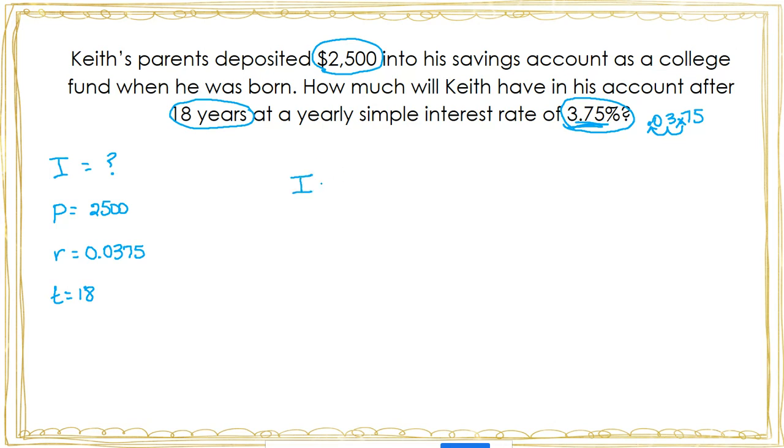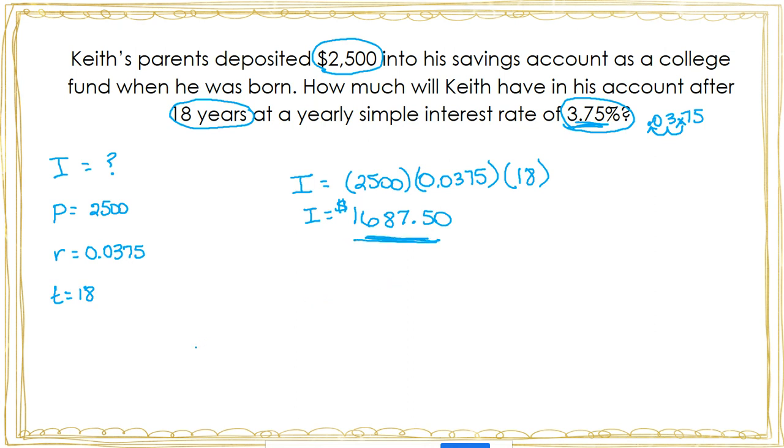So we're going to plug into our formula I equals P, which is 2,500, times R, which is 0.0375, times T, which is 18. Now all I need to do is multiply all of these together, so I'm going to plug that into my calculator. And when I multiply, I get 1,687.5, which is the same as $1,687.50. Now, this is the amount of money that Keith's account earns while it is in the bank.